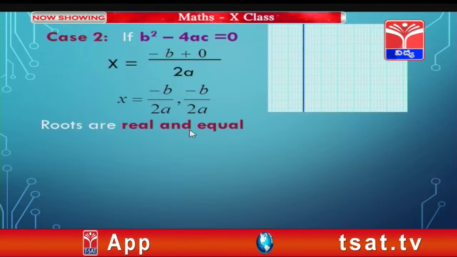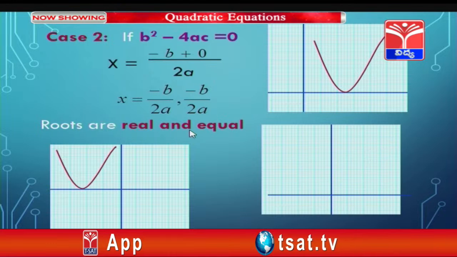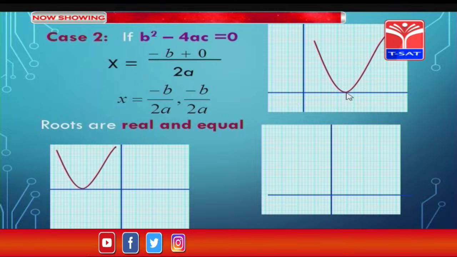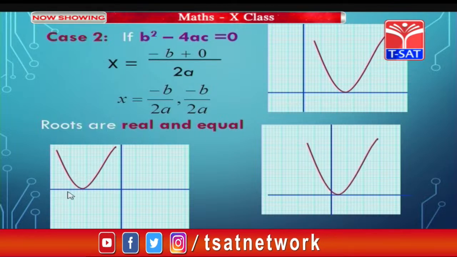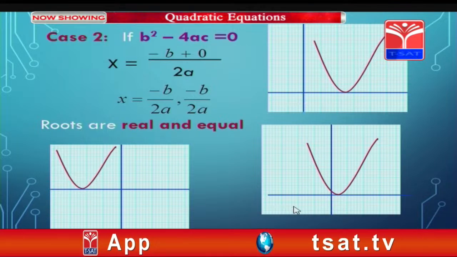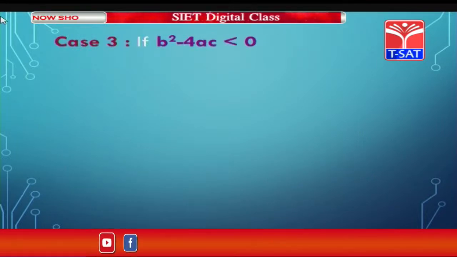And how would the graph look like? Yes, when you observe the graph, you can see that it is meeting the x axis at only one point, and that is why we are getting two equal roots. See here also, you can see the curve is meeting the x axis at only one point. Now, let us look at the third case, which is b square minus 4ac is less than 0.